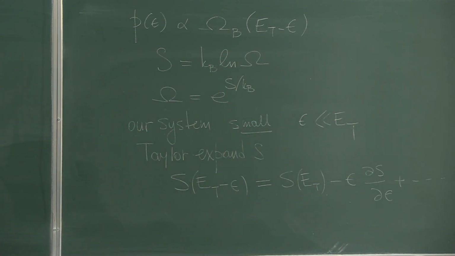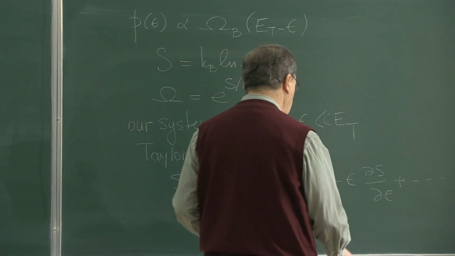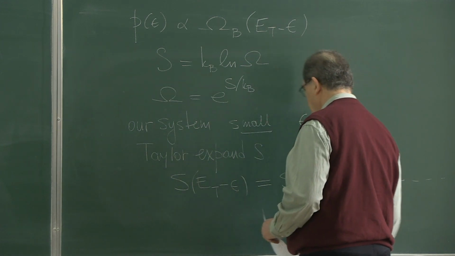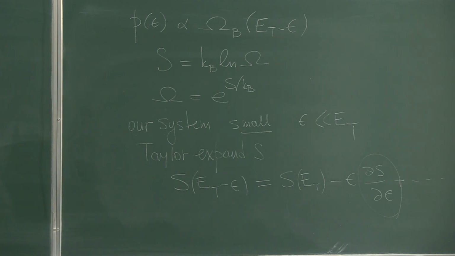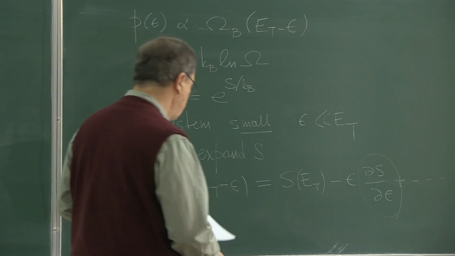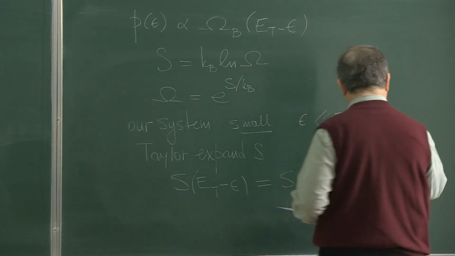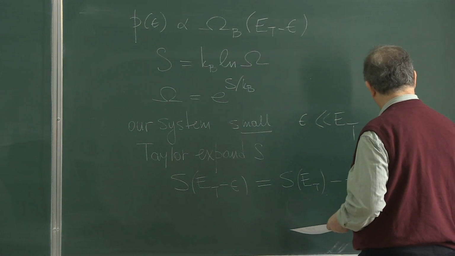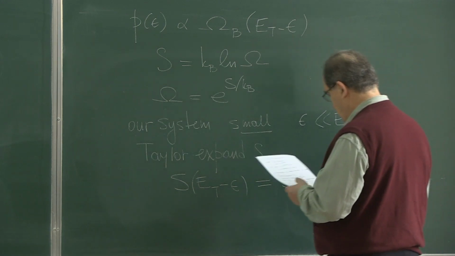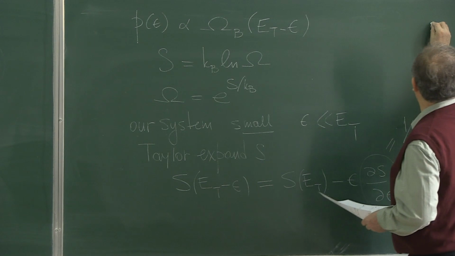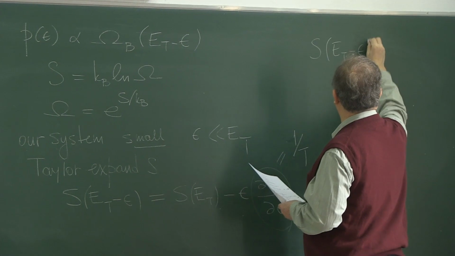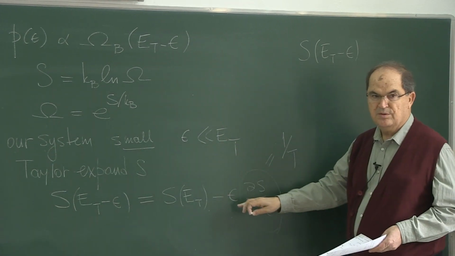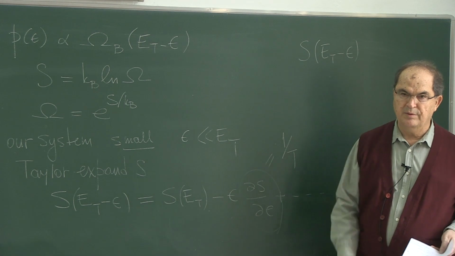Well, I'm a little bit sloppy now in writing these expansions, but we know this quantity, del S del E. What was this? 1 over the temperature, is it? So that is equal to 1 over the temperature. So we have, as first correction to this term, because the other terms will be proportional to E square, E cube, etc.